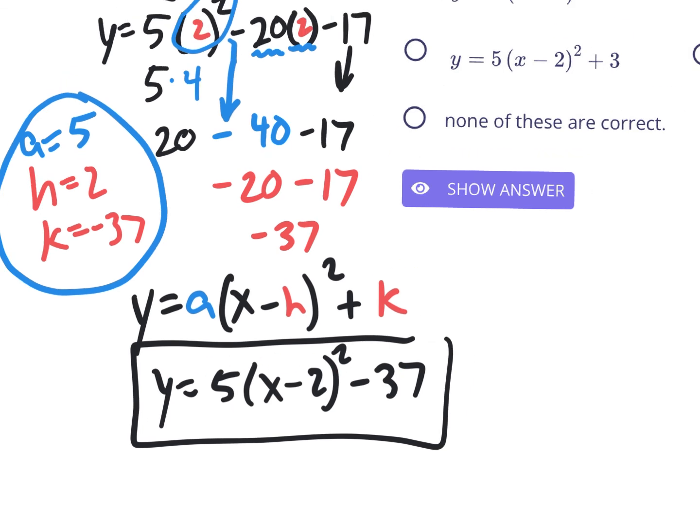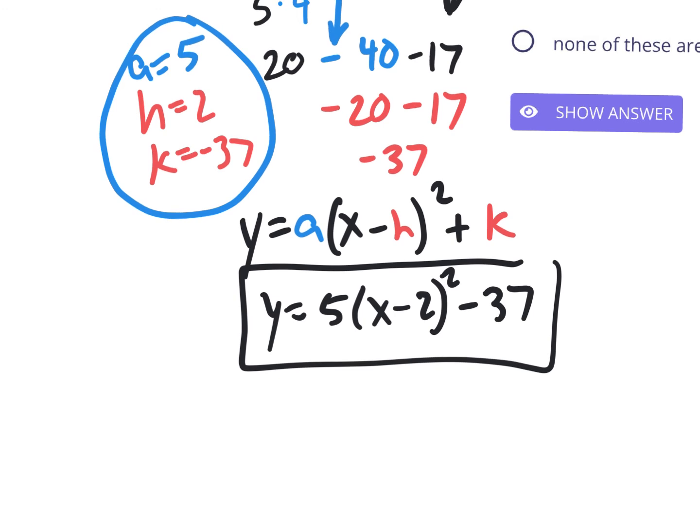Now I am not going to go up here because I didn't write the correct multiple choice answers, but I will fix it on the actual practice test. But this is the one that you should select.